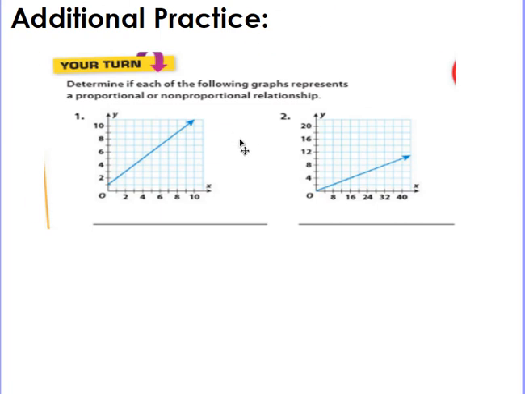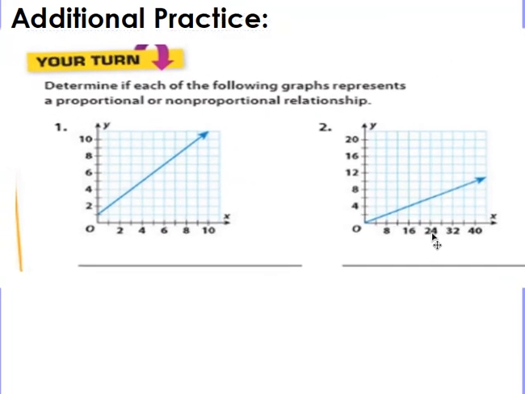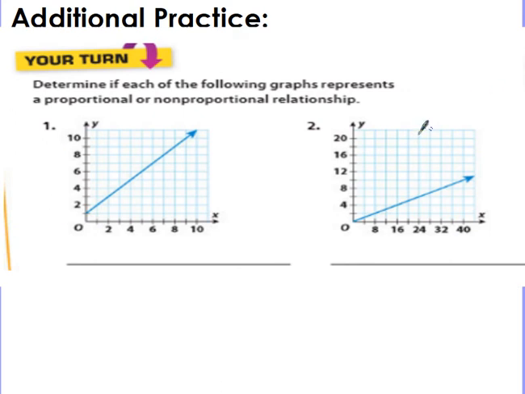Okay, so this one right here: determine if each of the following graphs represents a proportional or non-proportional relationship. Well, we know that they both represent linear relationships, which is nice. They're both straight lines, so that means they're both linear. They both have a constant rate of change, which is great. So I know both equations can be written as y equals mx plus b. I know that wasn't asked, but it's still important to note that they're both linear, which means they both can be written as y equals mx plus b.